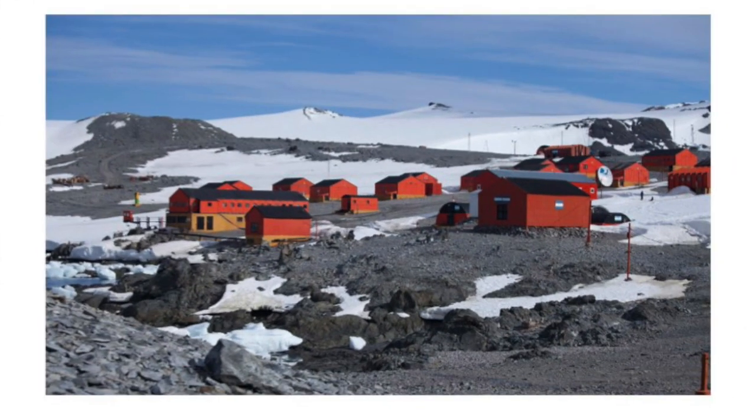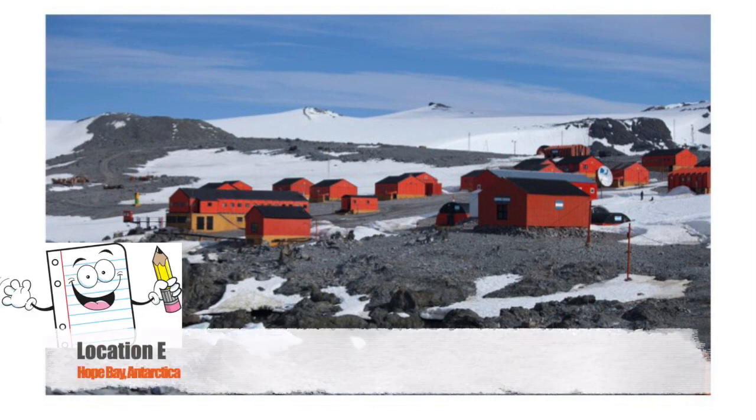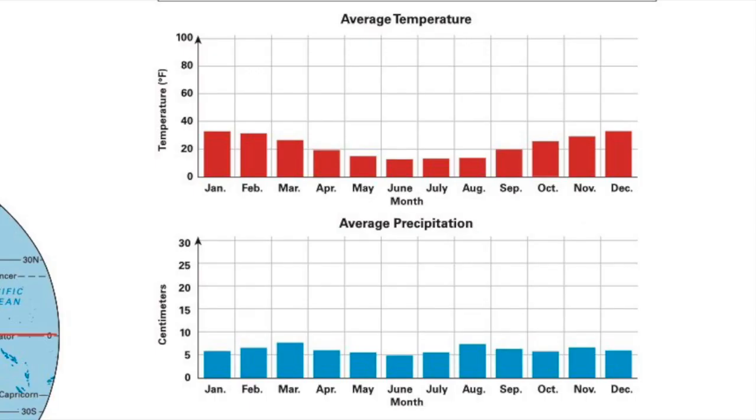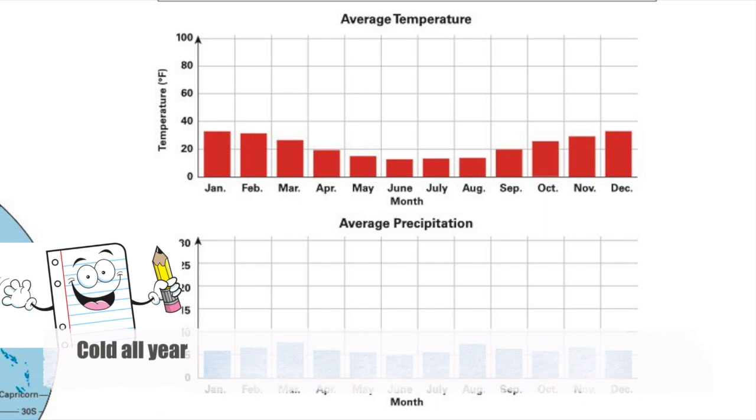Our plane has landed at Hope Bay in Antarctica. We are at Base Esperanza, a research station. There are less than 100 people that live in Hope Bay. Hope Bay is really far away from the equator, almost at the bottom of our Earth, near the South Pole. The average temperature in Hope Bay is very cold. It's cold in the beginning of the year, it's colder in the middle of the year, and it's cold at the end of the year.